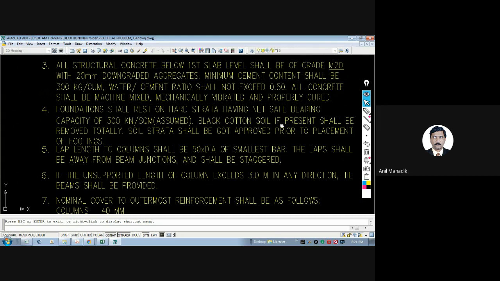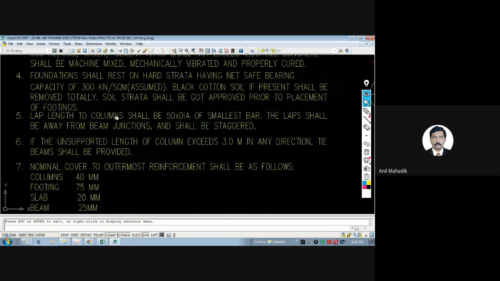Black cotton soil, if present, shall be removed totally. So generally in black cotton soil areas, there is a possibility that you get the soft soil or black cotton soil near the surface of the earth, or the ground level we can say. And there we also get hard strata below the black cotton soil. So please remove this. And soil strata shall be got approved prior to the placement of footings. So either a geotechnical person or structural engineer approves the strata level. We don't do the footing without a visit.